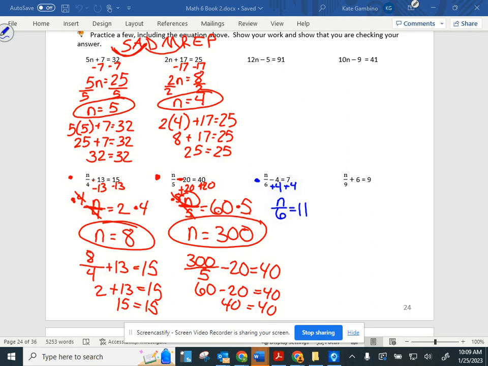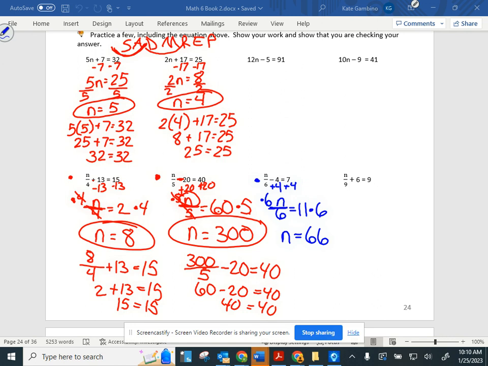What is my second step? Gigi. Times 6, because I'm dividing by 6. My opposite is multiplying by 6. So if I multiply by 6 and then I have to divide by 6, I'm left with that n because I simplify out that 6. So I just have n. 11 times 6 is 66.